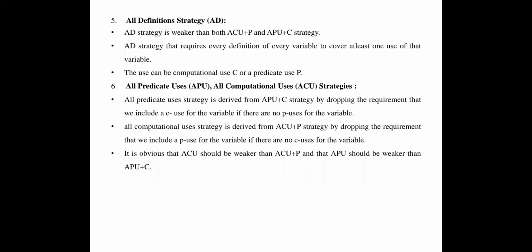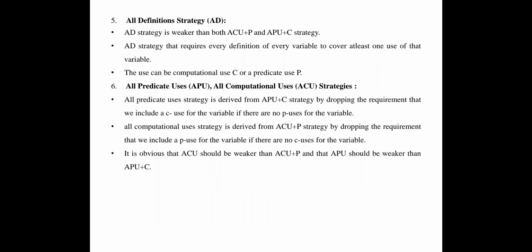And if you are taking three variables, these three definition variables have to be covered, followed by the computational or predicate use. That is called all definition strategies. We are taking all definition variables followed by computational and predication. And the sixth one is all predicate use, all computation use strategies. Here we will take all predication use and all computation use.